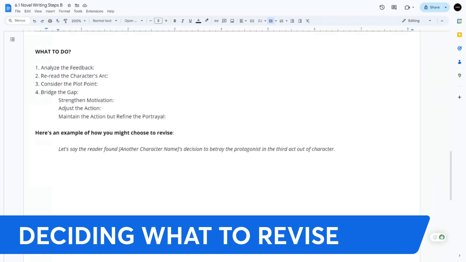Anyway, so number four, you want to bridge the gap. This is where you decide how to address the feedback. Maybe you want to strengthen the motivations, adjust the action, or maintain the action but refine the portrayal, which is basically what I had suggested. Because when you're strengthening the motivation, if the reader feels the decisions lack justification, consider adding more internal monologue or tightening it up. Same thing with actions. Again, you don't want someone to come out and be like, "Oh yeah, I know this was off page, but somebody's brother called up, a pilot who just so happened to be flying over there." Anyway.